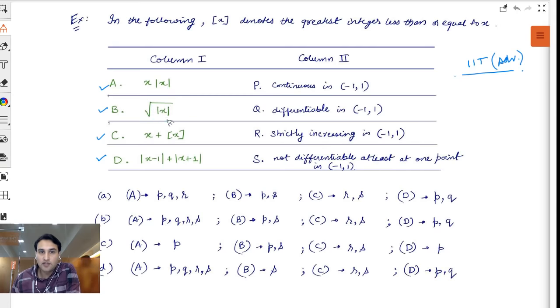देखा? रूट के अंदर mod डाल दिया. There is a mod. IIT loves mod and IIT also loves greatest integer. It's very simple. Within a minute you can plot all these graphs very simply, and if you plot the graph tick, you will know the options. Again, it's a minute or a minute and a half problem, not more than that.